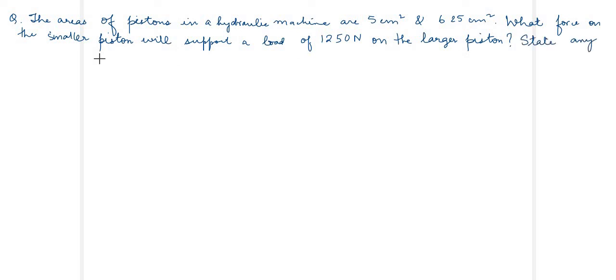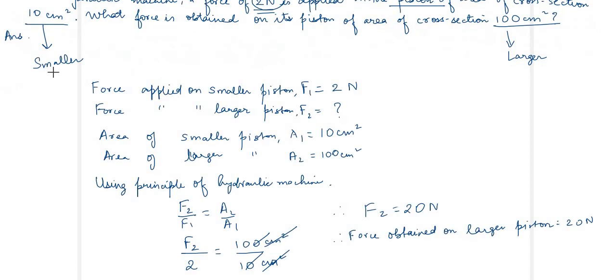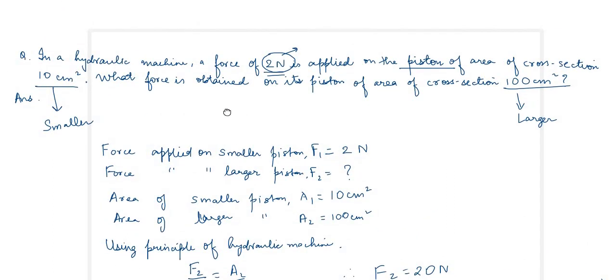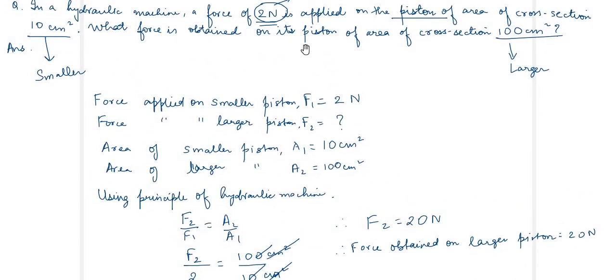State any assumption which you have made in your calculation. Okay, so basically जो assumption हम कर रहे हैं इस hydraulic machine में, इन सारे questions में, even in the previous question, what have we assumed? That there is no leakage of liquid. Hydraulic machine में एक liquid होता है। जब मैंने explain किया था hydraulic machine, I have discussed that there is a liquid inside the hydraulic machine which is a confined liquid, closed from everywhere.